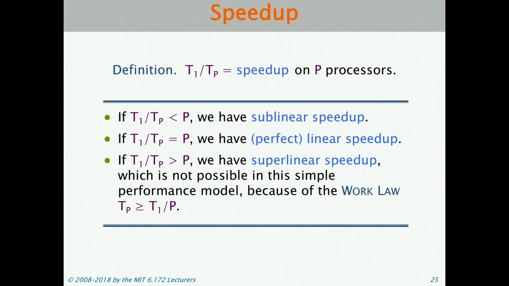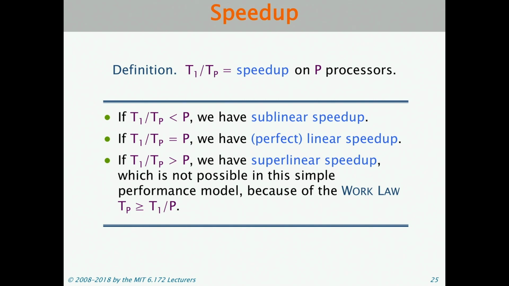Okay, so here's another definition. T1 divided by TP is the speedup on P processors. If I have T1 divided by TP less than P, then this means that I have sublinear speedup. I'm not making use of all of the processors because I'm using P processors, but I'm not getting a speedup of P. If T1 over TP is equal to P, then I'm getting perfect linear speedup. I'm making use of all of my processors. I'm putting P times as many resources into my computation, and it becomes P times faster.